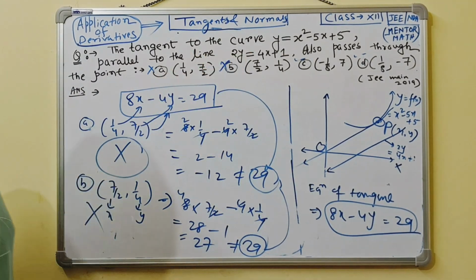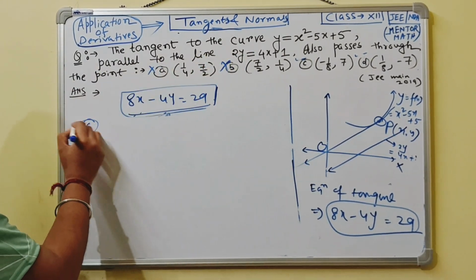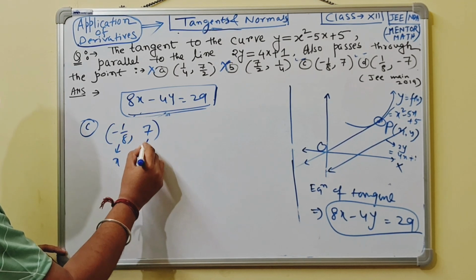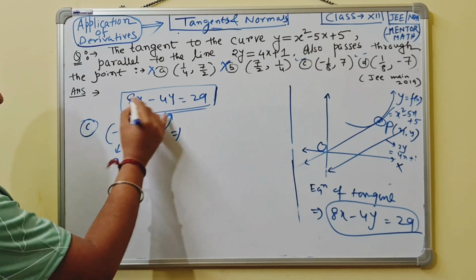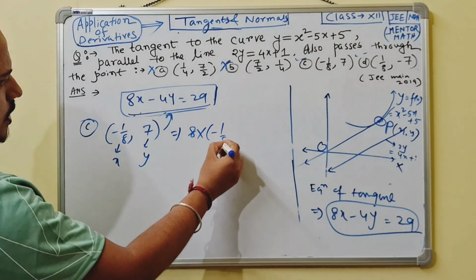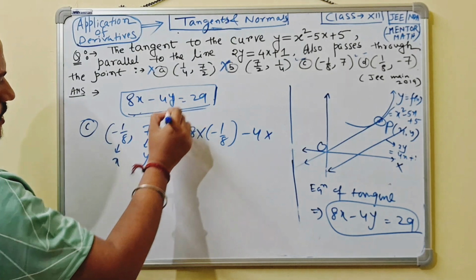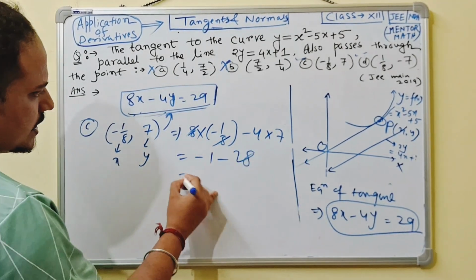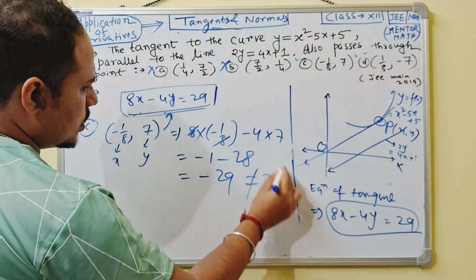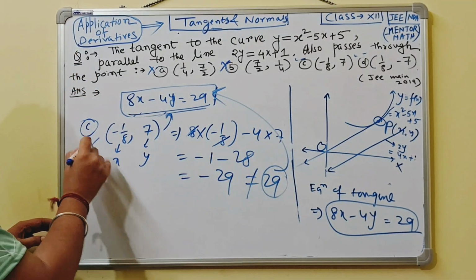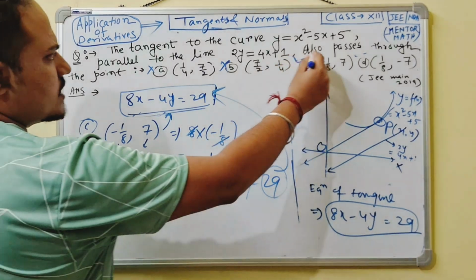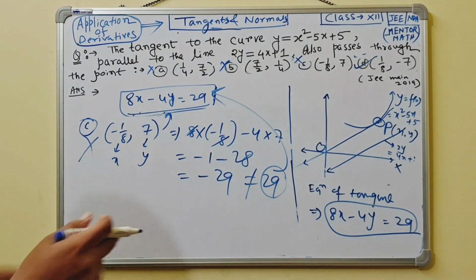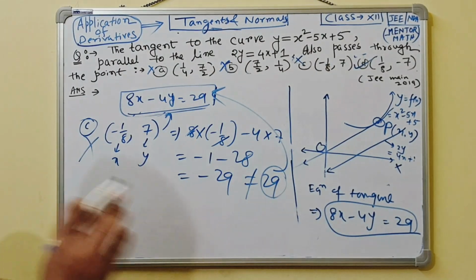Now comes to your third option, option C, that is (minus 1 by 8, 7). So x value minus 1 by 8, y value 7, you have to substitute here. So that means 8 into minus 1 by 8 minus 4 into 7. So that implies 8 cancels, minus 1 and minus 28. That means minus 29, which is not equal to 29. So again this option is not correct. Obviously, clearly the last option is correct, because all 3 are wrong, but still we have to check.